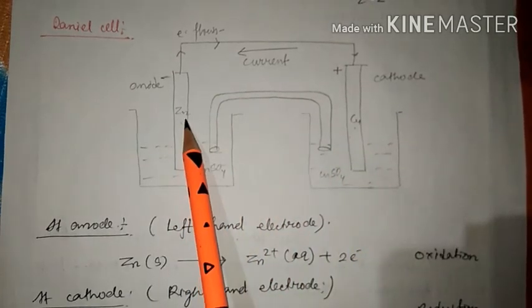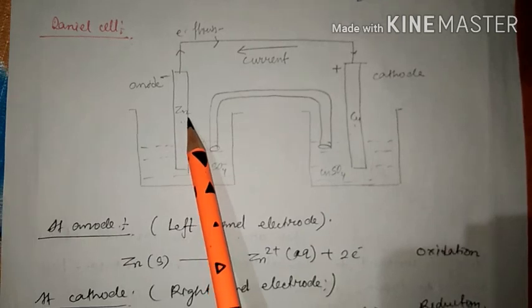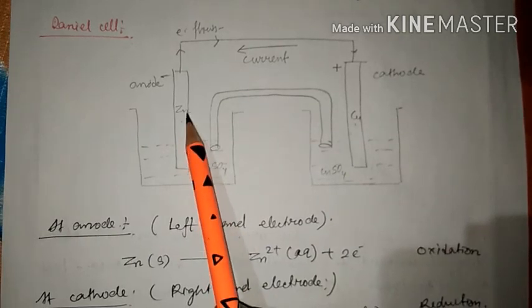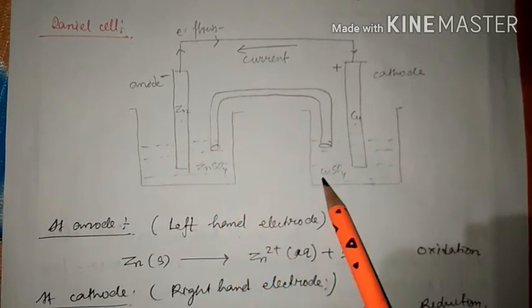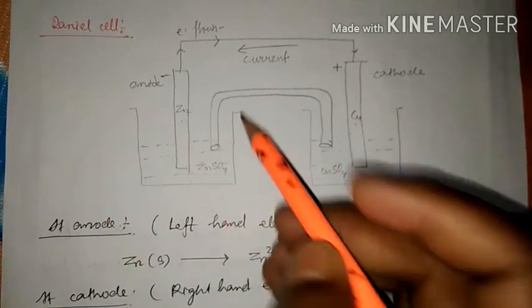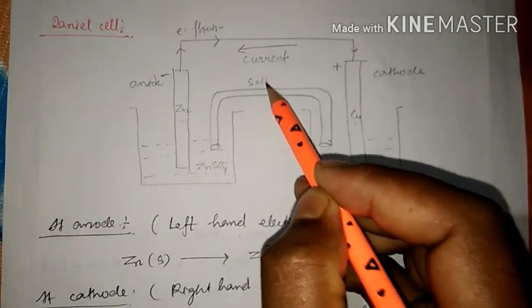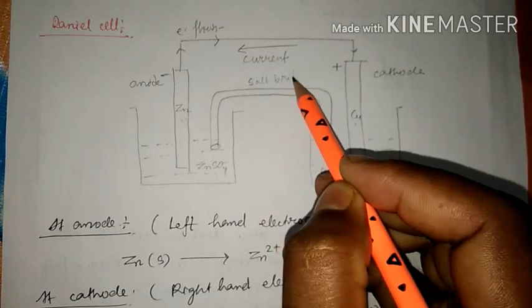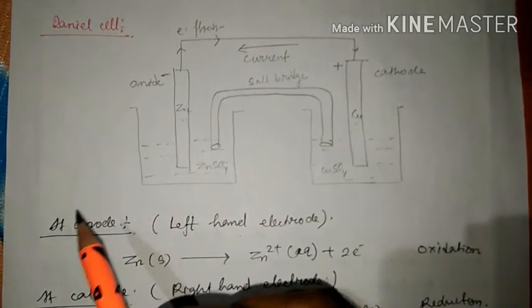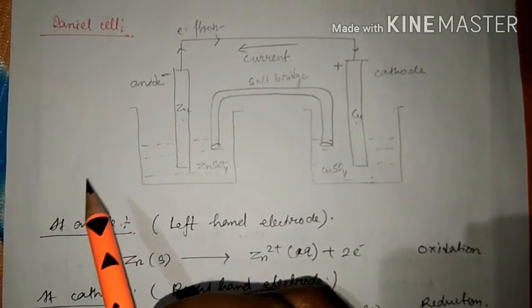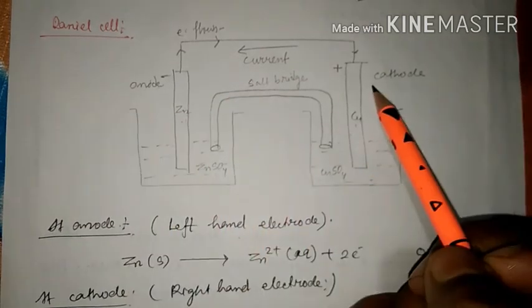Since it is zinc metal, the salt should be a salt of zinc, that's why zinc sulfate. Here also copper sulfate. This one is a salt bridge to maintain electrical neutrality. Now see, it is anode and it is cathode.